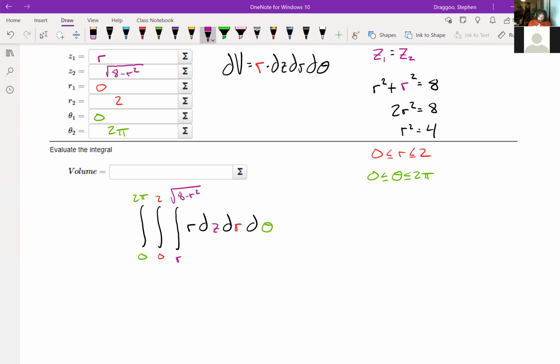All right, let's see if I can do this somewhat quick. Notice that for this one, the z integral is going to depend on r, so it's not completely separable. So I'm just going to have to do the z integral first. I can't just split it up and do the first times the second times the third, because they're going to depend on each other. So this thing becomes the integral from 0 to 2 pi times the integral from 0 to 2 of r times the square root of 8 minus r squared minus r times r, so r squared, dr d theta. But this time, I can separate things.